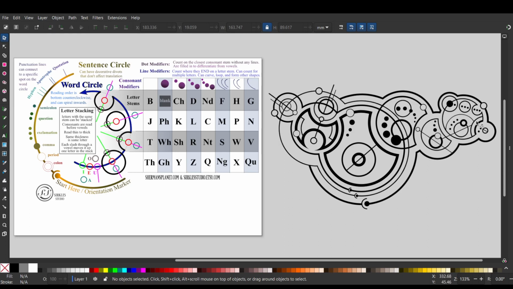And then this W has 1, 2 lines. And then we actually go to our A. So the A is outside the word circle here, and it is in that position. And then we have the R, 1, 2, 3 dots on it.